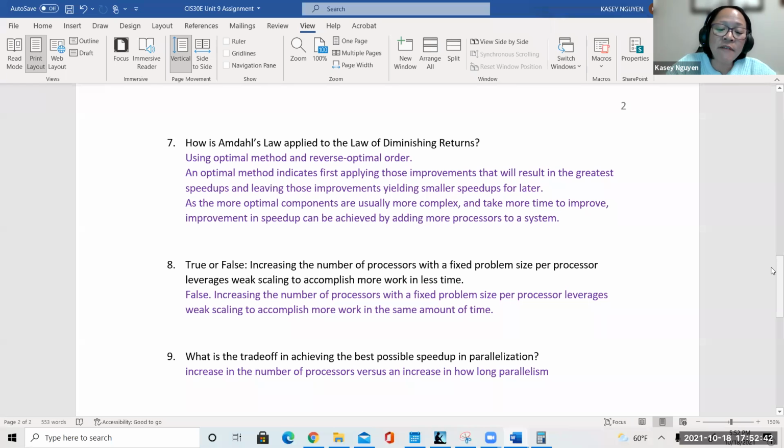Question 9, what is the trade-off in achieving the best possible speed up in parallelization? So earlier in the semester, we talked about the trade-off with time and space, right? Memory and time. Now, in this case, we do see a trade-off with processors and increase in time for parallelism. So the answer to this is the increase in the number of processors versus the increase in how long the parallelism takes.